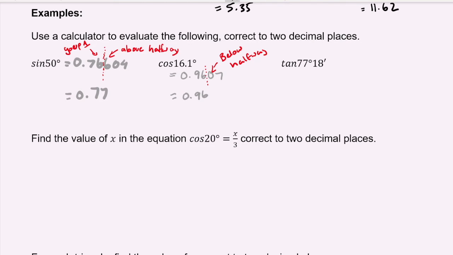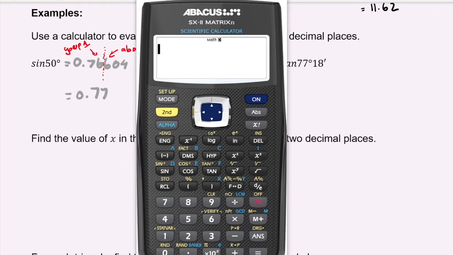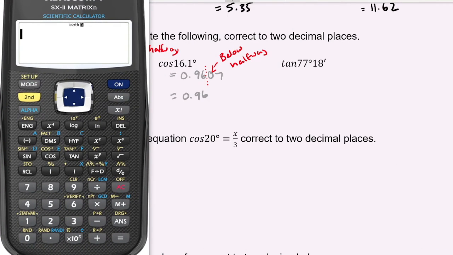We've got another one there. 1077.18. So that's 77 degrees and 18 minutes. So we have degrees, we have minutes, and we have seconds. So let's find the calculator again. Pop them over the other side so we can see what we're doing.